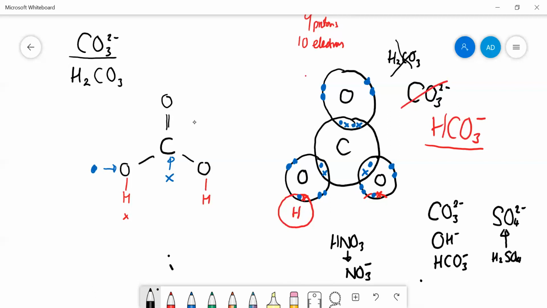Probably important to emphasize that all of these atoms have full outer shells. They've all got noble gas electronic configuration in these ions. Okay, thanks.